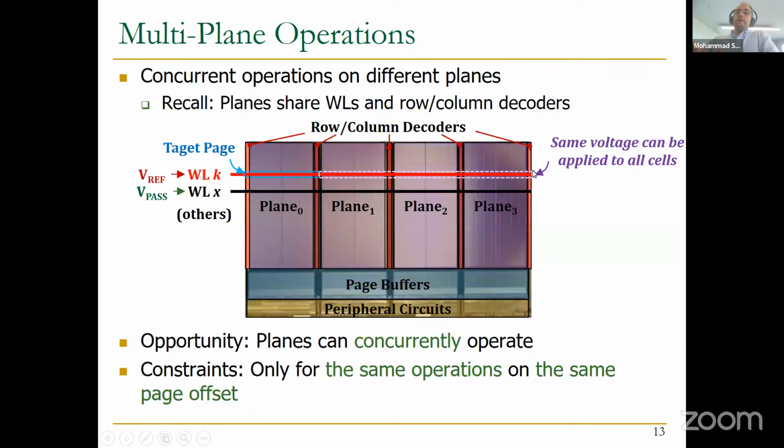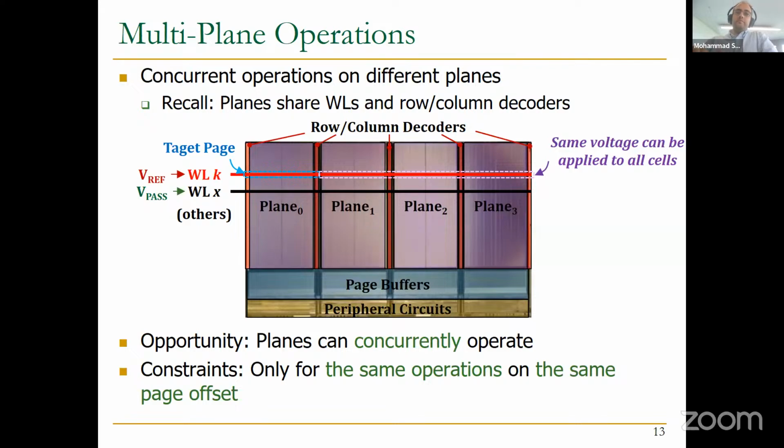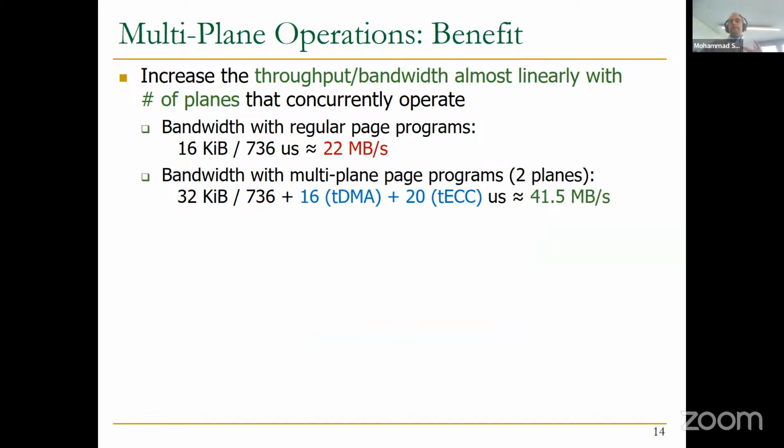That adds huge overhead on the page mapping and the SSD controller, which we're hopefully going to see next week. But today we assume that we can benefit from it, whenever it's possible. As I said, it can increase the throughput and bandwidth almost linearly with the number of planes that operate concurrently. With a regular page program, when you want to program 16 kilobytes, as we discussed before, we need to spend about 736 microseconds, and the bandwidth is 22 megabytes per second.